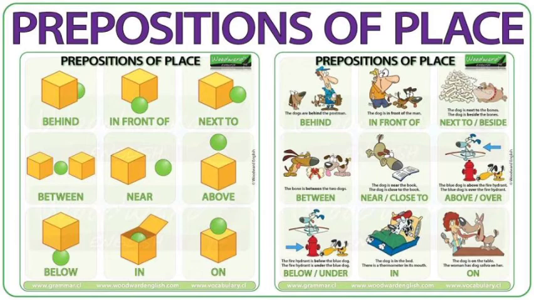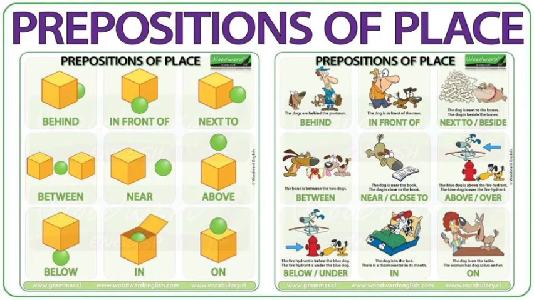Now let's look at between. The bone is between the dogs. Okay, near or close to. We'll say the dog is close to the book, or the dog is near the book. Look at the next example. Above. The blue dog is above the fire hydrant.